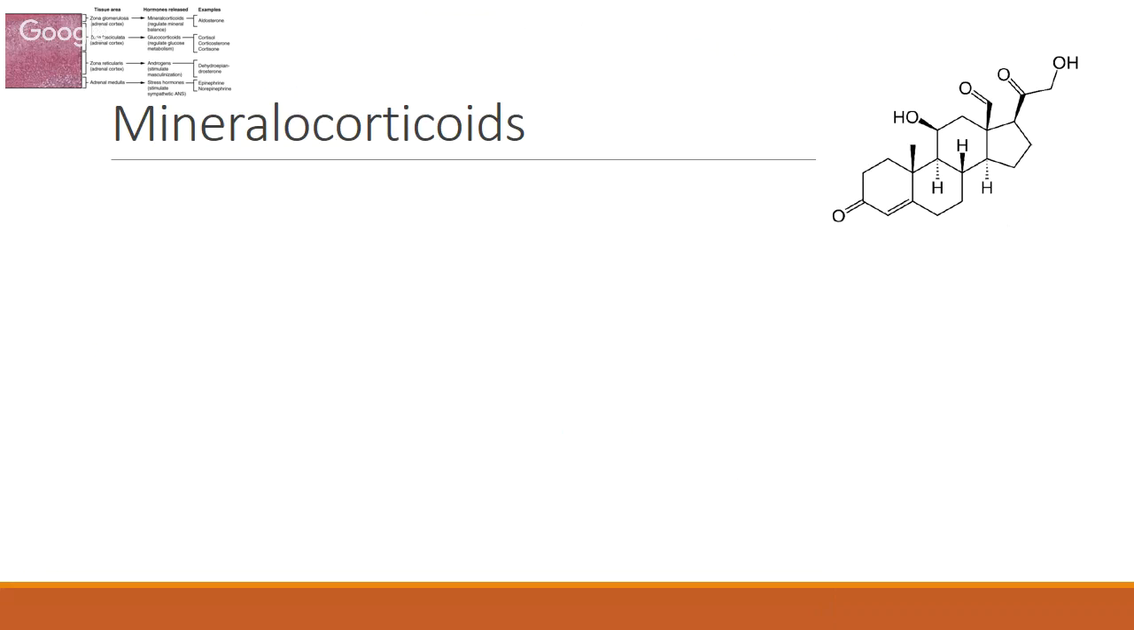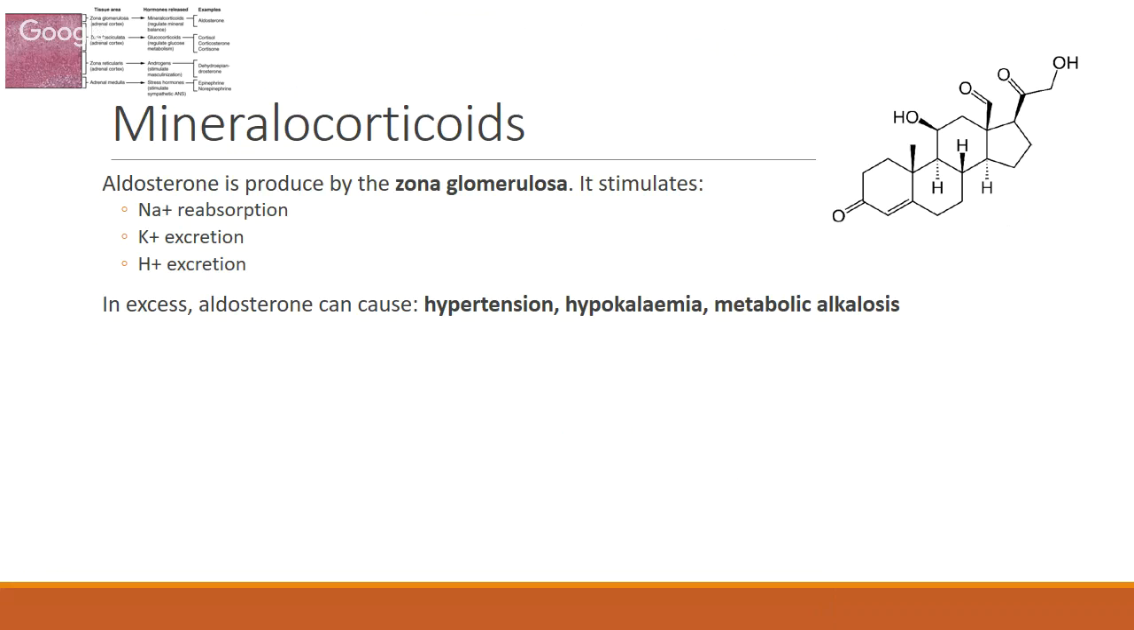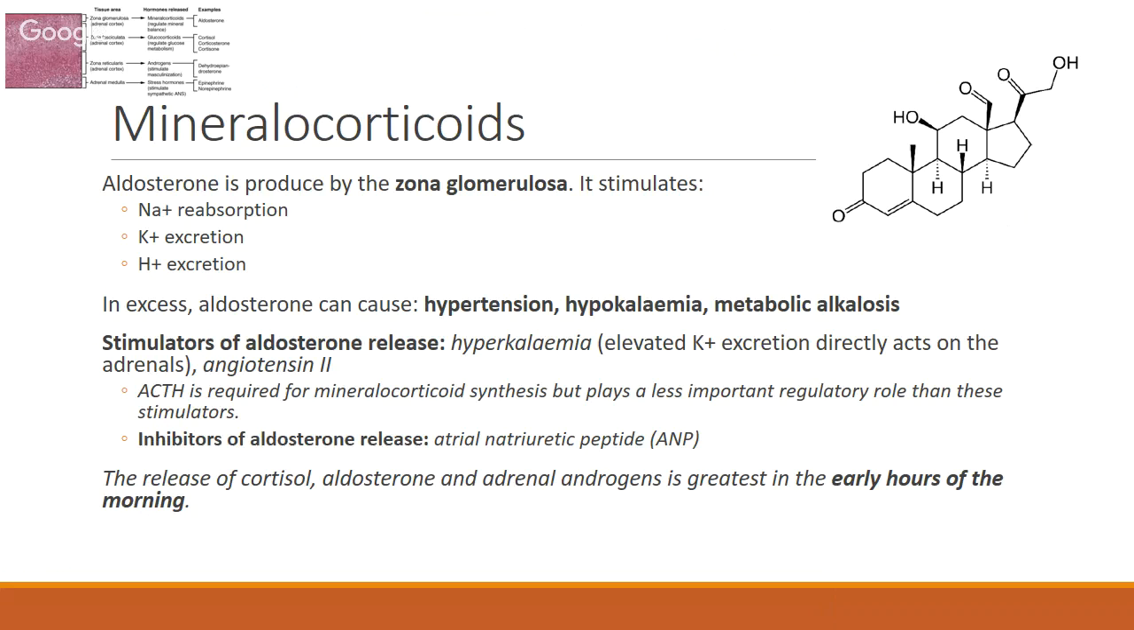So in the top left corner of the slide, there's a picture of where we are. Right now we're on the first line of it. So mineralocorticoids, an example is aldosterone, produced by the zona glomerulosa. It's part of the renin-angiotensin-aldosterone system. So it's going to increase sodium and water reabsorption and excrete potassium. In excess, it can cause hypokalemia and hypertension from the sodium and water reabsorption.